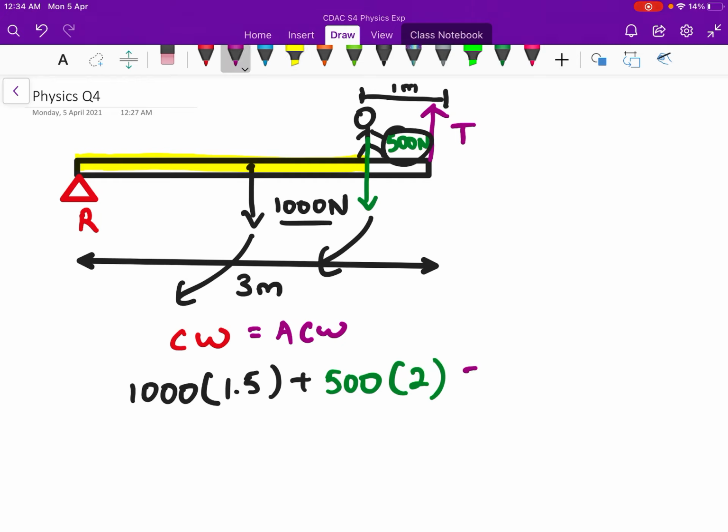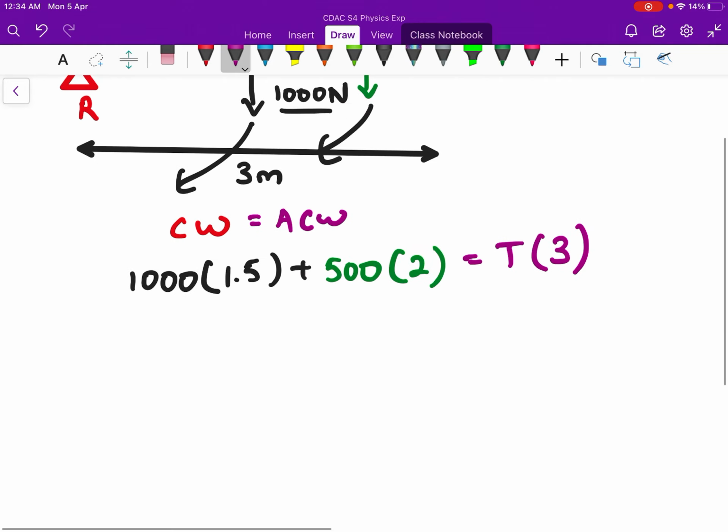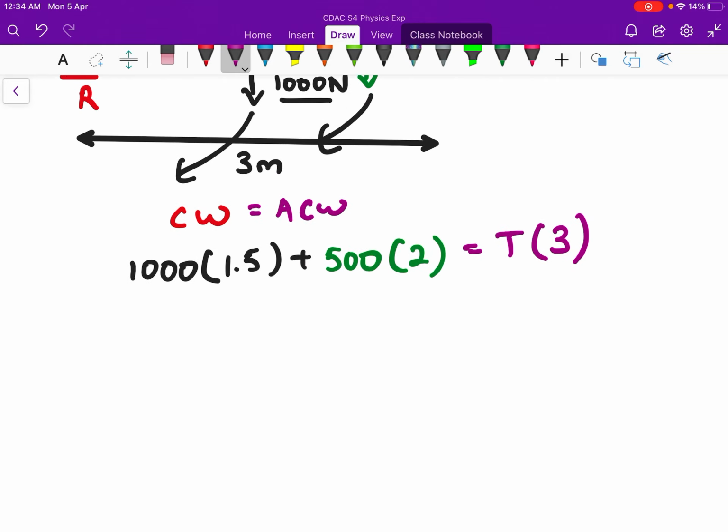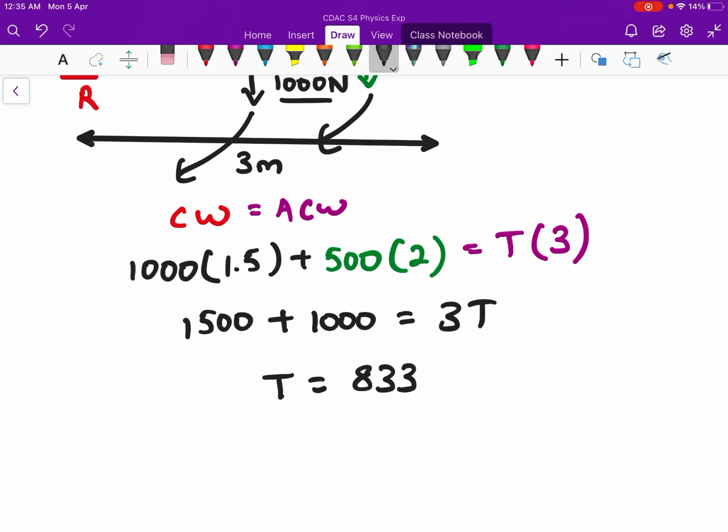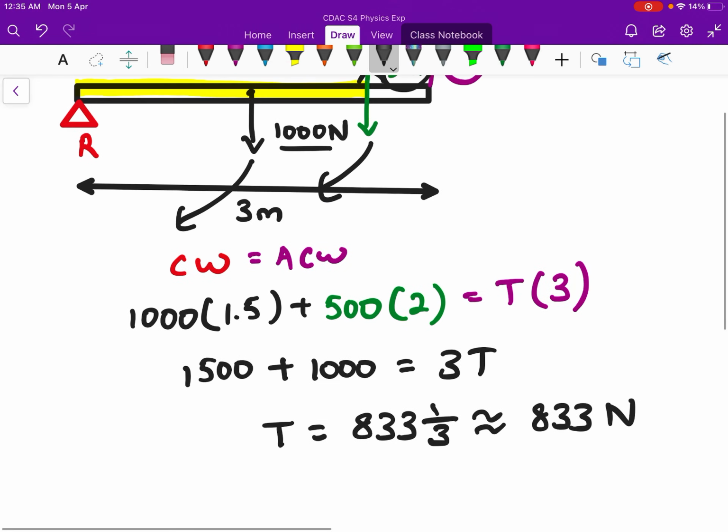This will be equal to the anti-clockwise moment, which is only due to T. So T times 3 meters. We can find T in this manner: 1500 plus 1000 equals 3T, so T is about 833 Newton. So force T is 833 Newton.